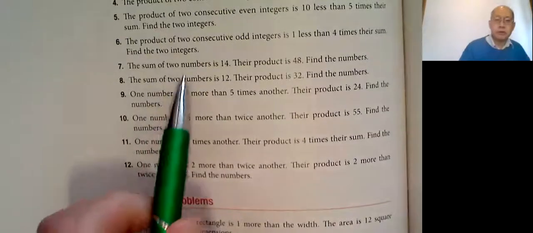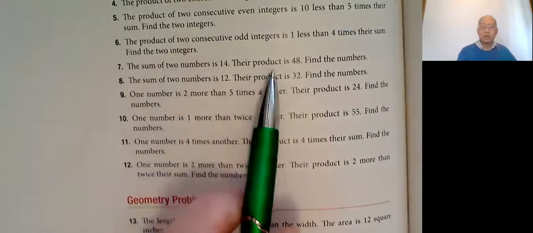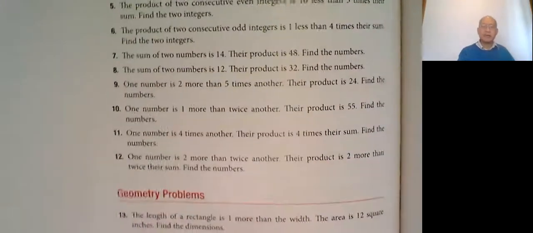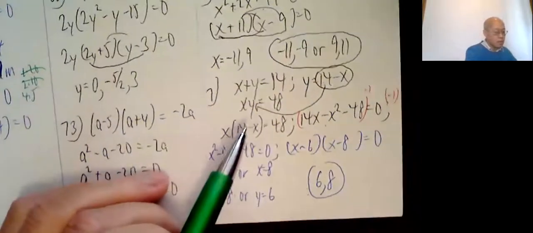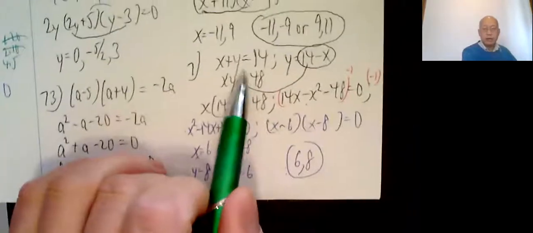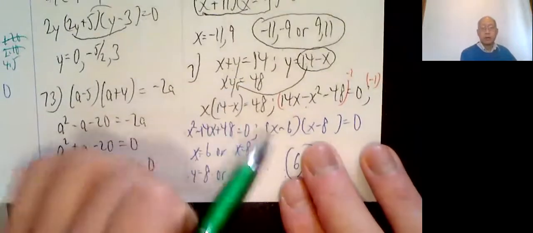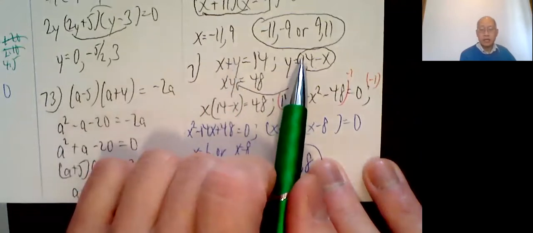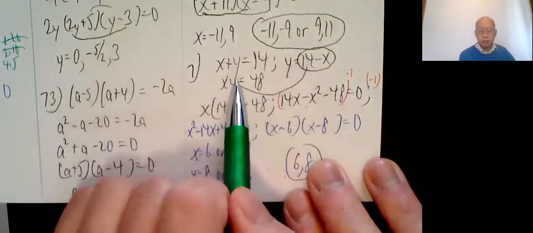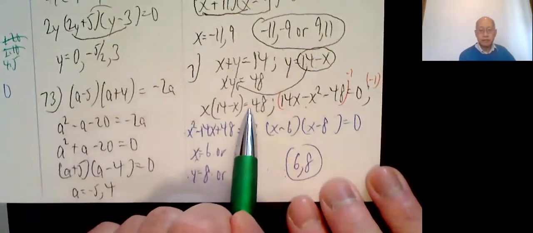7. The sum of two numbers is 14. Call them x and y. X plus y is 14. The product is 48. X times y is 48. So x plus y equals 14, x times y equals 48. If I try to isolate the y, subtract x, y is 14 minus x. Pick that up and plug it in here. So x times 14 minus x equals 48.